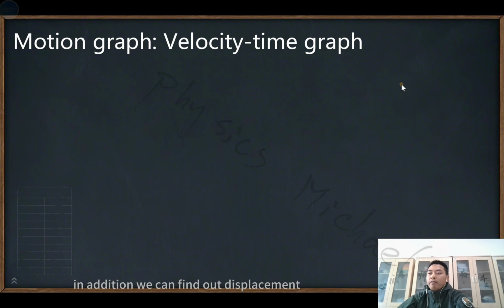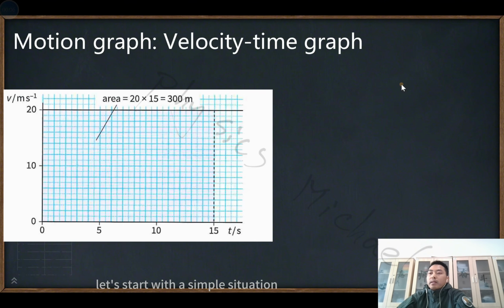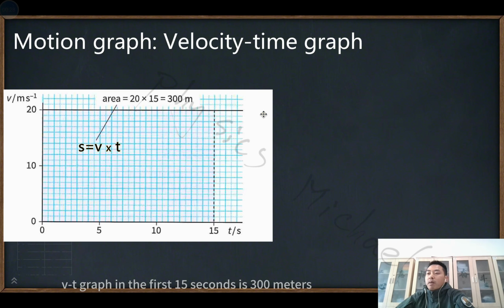In addition, we can find out displacement from our velocity time graph. How? Let's start with a simple situation. Supposing a car is moving with constant velocity on the road. The VT graph of its motion should be a horizontal straight line like this. The displacement it covered can be calculated by simply using s equals v times t, and that's just the rectangle area under the VT graph. Here, the area under the VT graph in the first 15 seconds is 300 meters, so is the displacement.